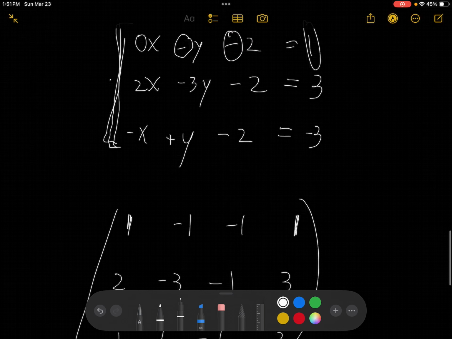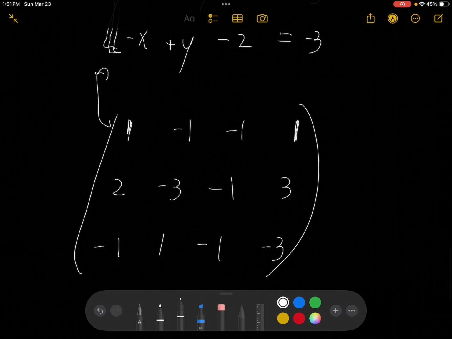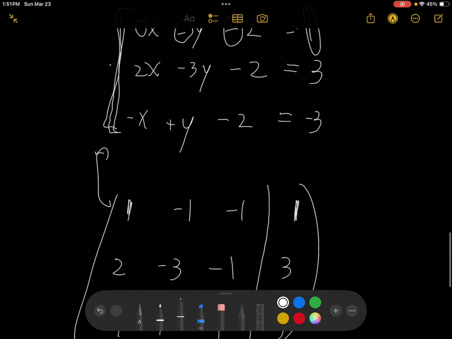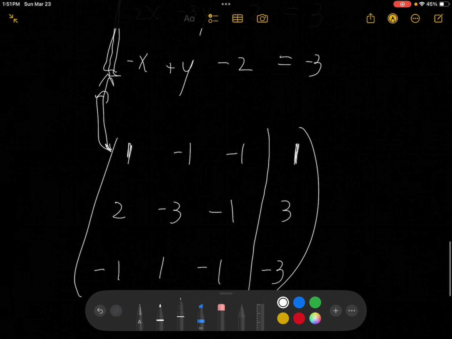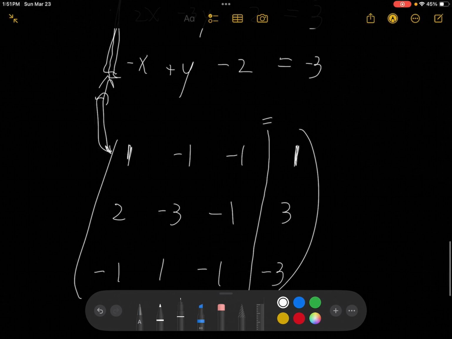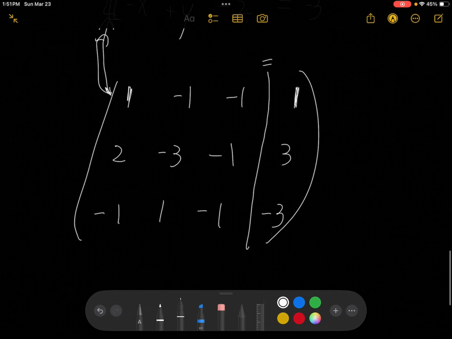So here's the matrix that represents this system. And we call this an augmented matrix. Usually, what we would do is we would draw a little dashed line here. And what this dashed line basically represents is if you were to go ahead and convert this matrix back into a system of linear equations, this is where your equal sign would go.